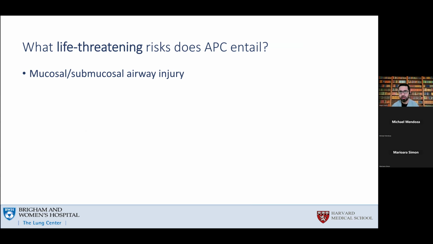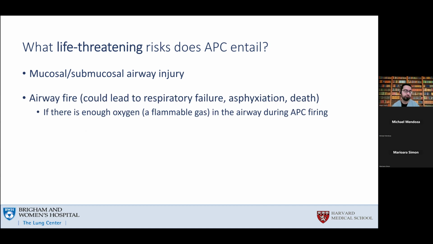Again, if your depth of penetration became larger than was appropriate, this is certainly a possibility. Airway perforation is a possibility, unlikely with APC. And that's one of the big reasons why APC is such a favored and popular tool, because the depth of penetration is usually fairly constant, fairly uniform, and very superficial. But nonetheless, never say never.